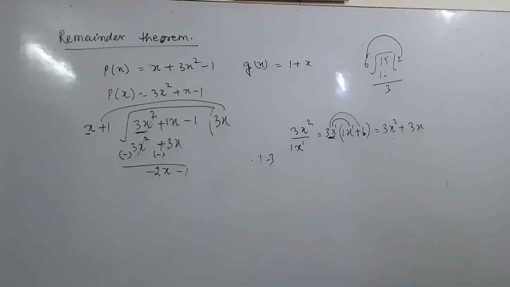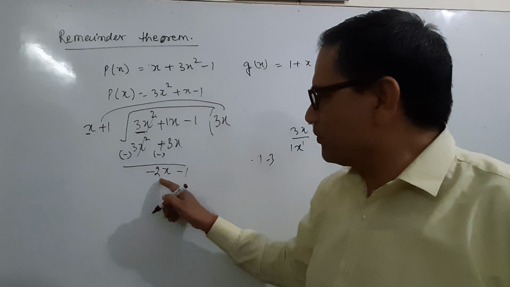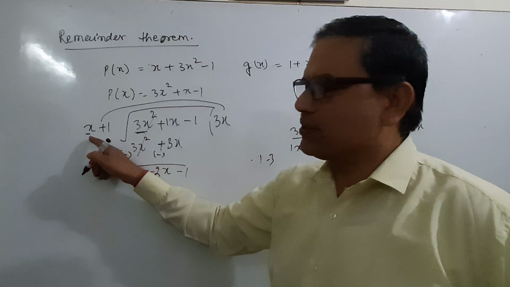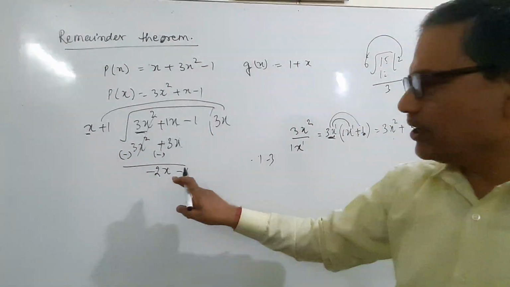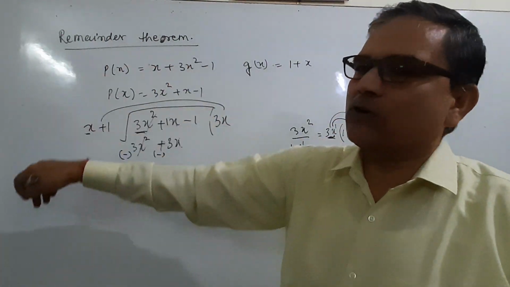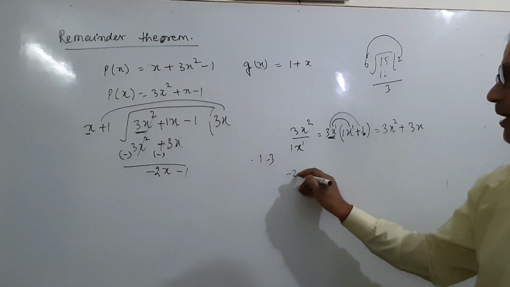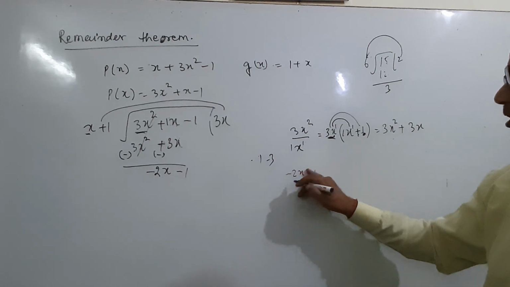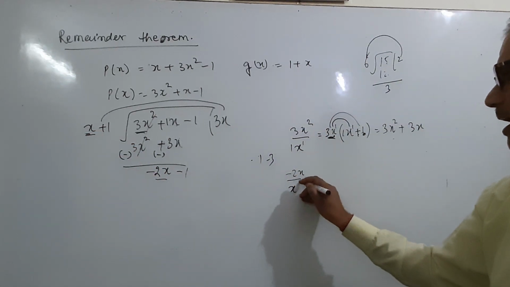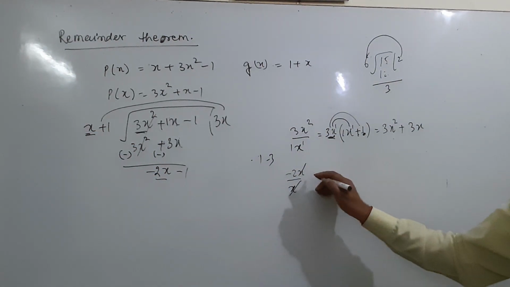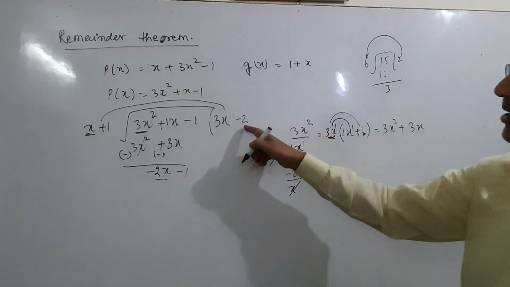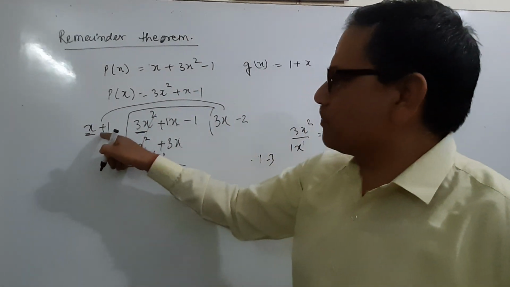And now again, the degree of this 2x minus 1 is 1, and the degree of g(x) is 1, but the degree of the remainder should be less than g(x), which means we have to divide further. Minus 2x minus 1: minus 2x, first term divided by first term, x will cut. Then what is your answer? Minus 2. And this minus 2 is multiplied to which number? x plus 1. And you know it very well.